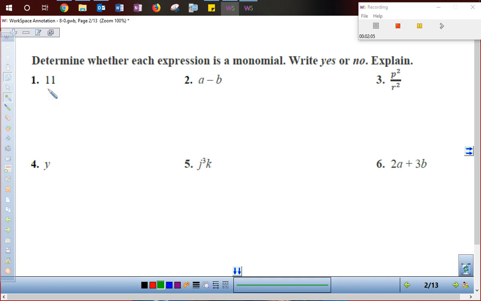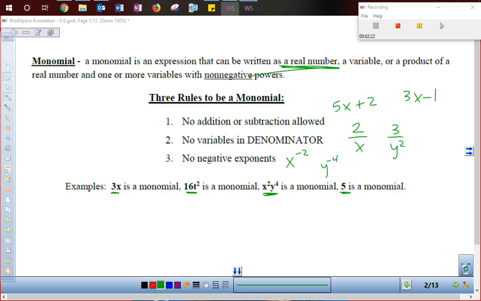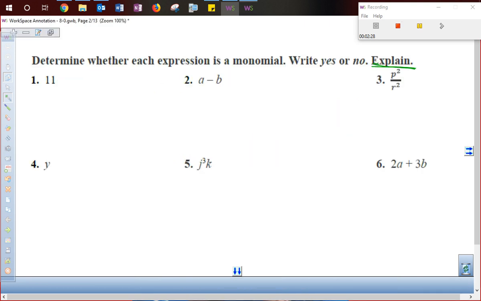Now, if I want to talk about why and explain, if I go back up to the actual definition, a monomial can be written as a real number. And 11 is definitely a real number. So I'm going to say yes, because real numbers are monomials. And if you need to pause the video and write that down, you can.